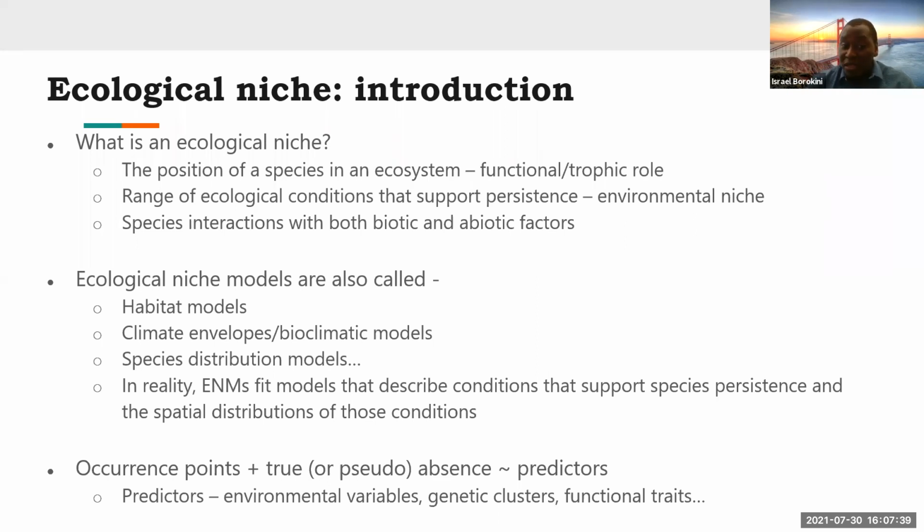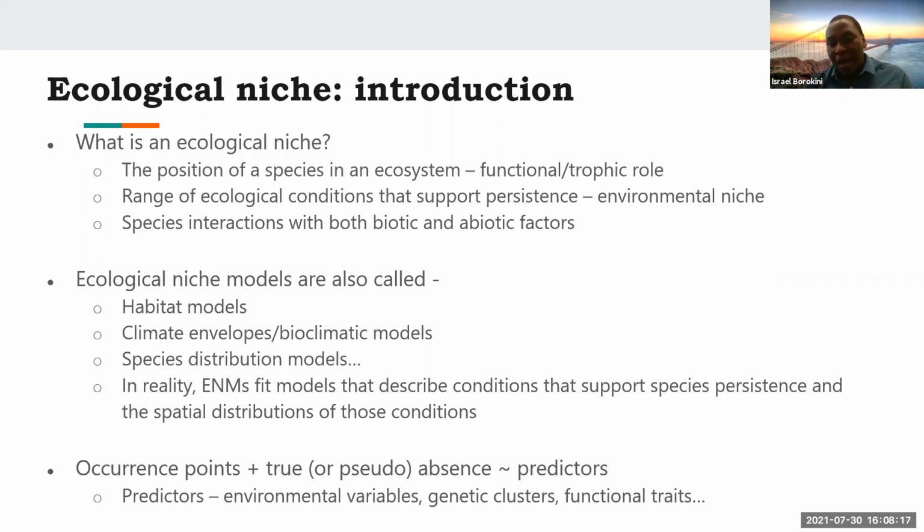And in most cases, we use the occurrence points, the spatial data, oftentimes the longitude and latitude, that is the geographic coordinates of where the species have been found, and the areas that have been surveyed where we know for sure that the species is not there. In many cases where we don't have that kind of information, which we call true absence points, then we use background points, which are called pseudo-absence points. And then we use those as the dependent variable.